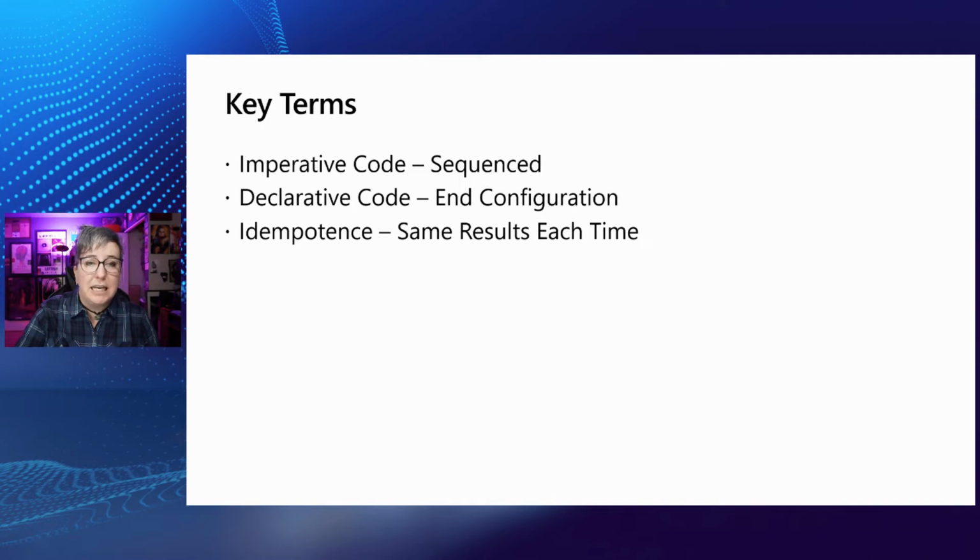So the key terms again are imperative code, it's sequenced, it's step by step. Declarative code, it's the end configuration. I want a web app with a SQL backend, right? I don't care how that gets deployed. I don't care if the environment is spun up in a specific pattern. Idempotence is the same results each time.